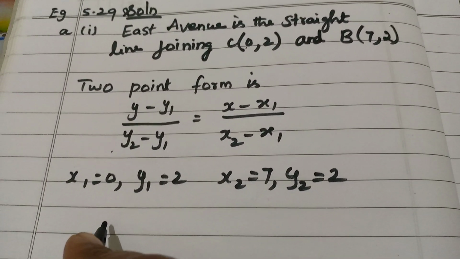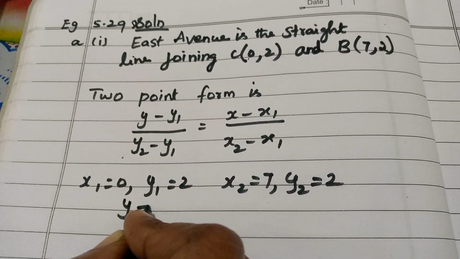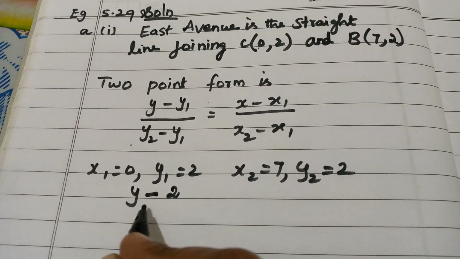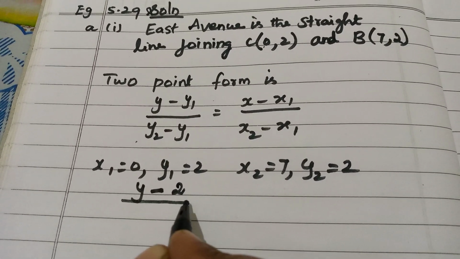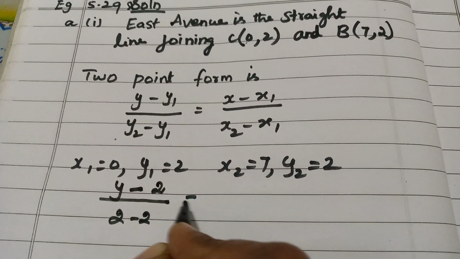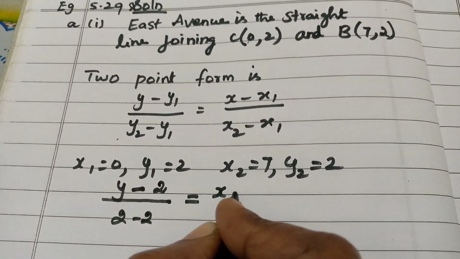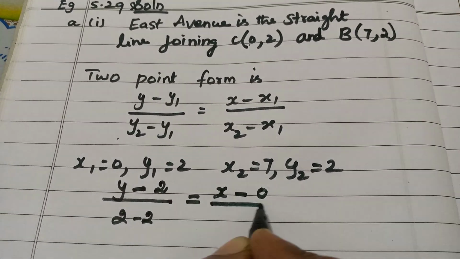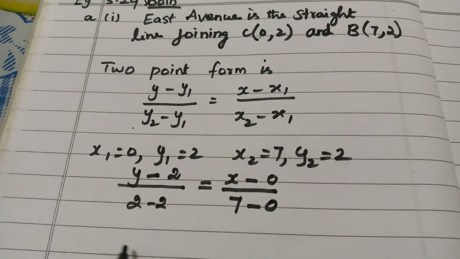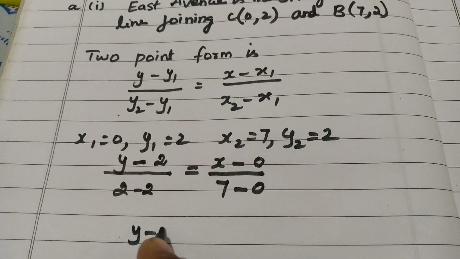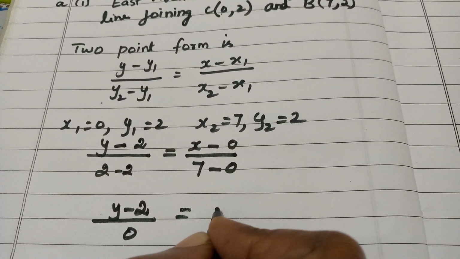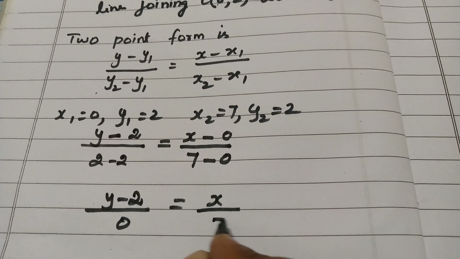So we get y minus y1, which is 2, divided by y2 minus y1, that is 2 minus 2, equal to x minus x1, that is x minus 0, divided by x2 minus x1, that is 7 minus 0. That is, (y minus 2) divided by 0 equal to x divided by 7.